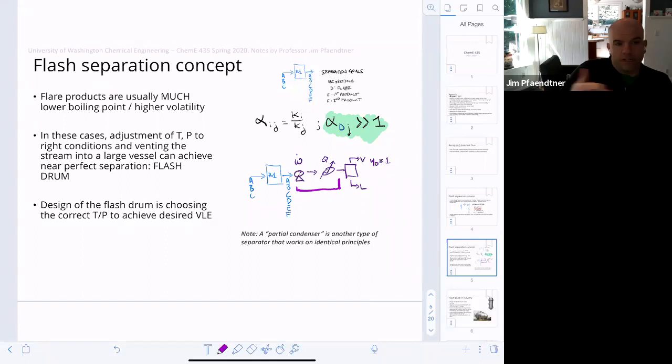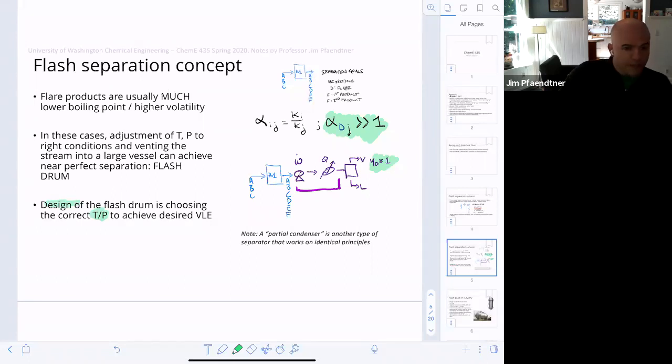And then we emit that stream into a large vessel. And basically we just allow phases to separate. So the temperature and pressure are chosen in order to ensure that there'll be phase separation. And in this little silly example that I'm drawing, we would expect basically a perfect or near perfect separation. So all of component D, whatever it is, might be something like CO2, methane, something like that, all of that would get separated into the vapor phase. And the basic design consideration of the flash drum is selecting the correct temperature and pressure in order to achieve the separation that we want.